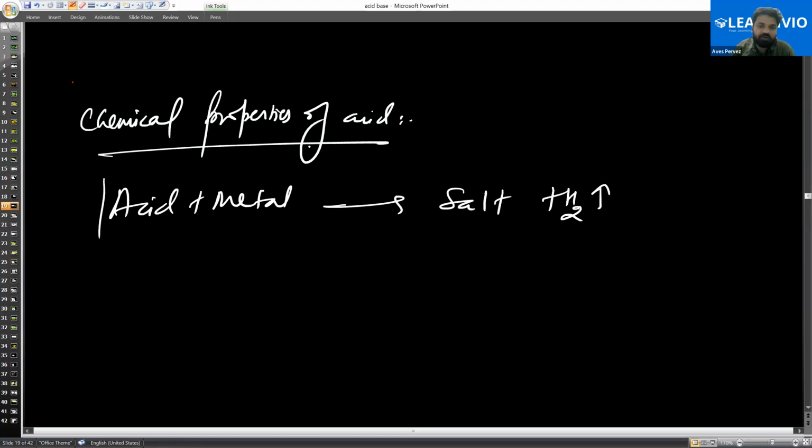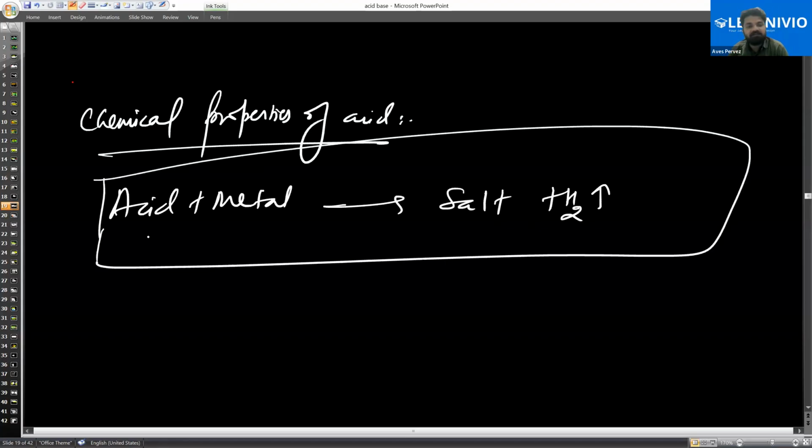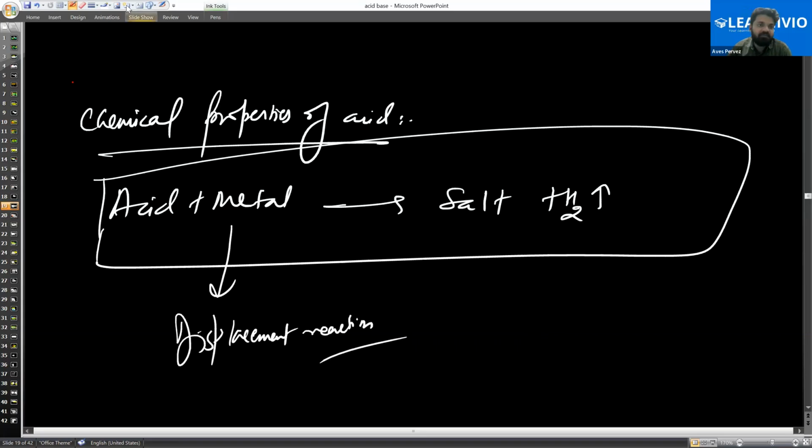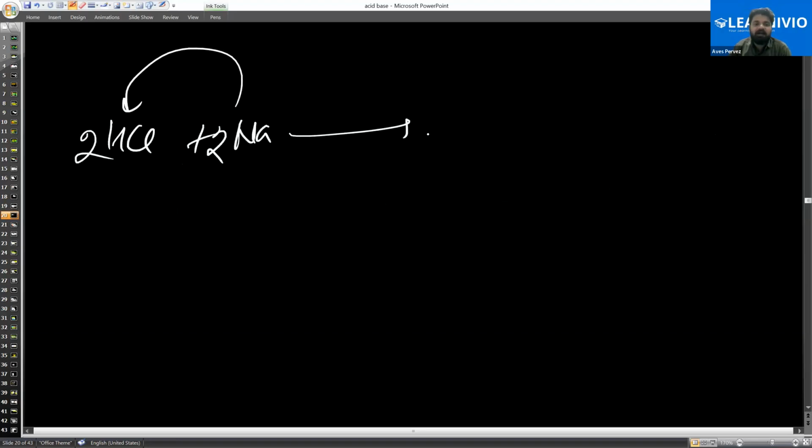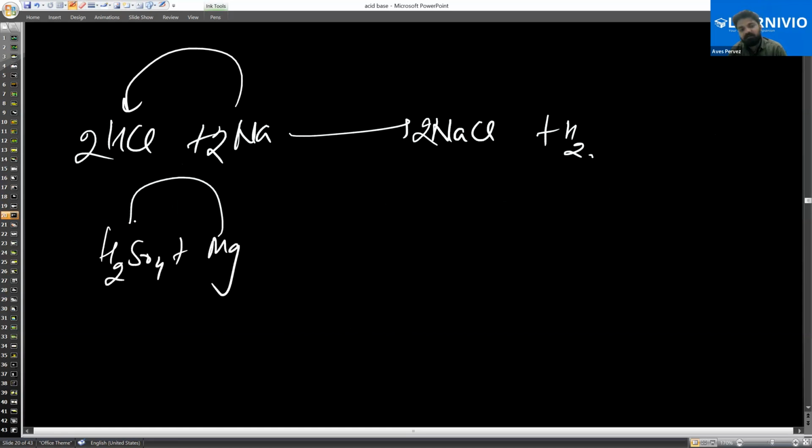But I have already told you that this is a displacement reaction. The metal should be more reactive. For example, HCl reacting with Na will displace hydrogen and give you NaCl plus hydrogen gas. Similarly, H2SO4 when reacting with magnesium will displace it to give MgSO4 plus hydrogen gas.